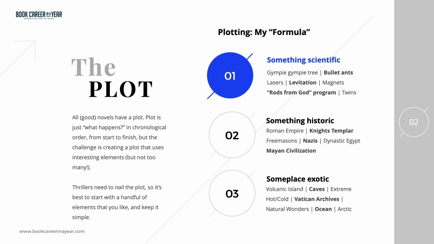So I like to start with this kind of stuff because it forces my mind to make these connections. Like I said, I could put the Gimpy tree and dynastic Egypt and the bottom of the ocean together and just make a book out of that. I would have to force some things, but that's part of the fun. And it just helps get my mind flowing and get the creativity down so I can start taking some notes and building a plot around that.